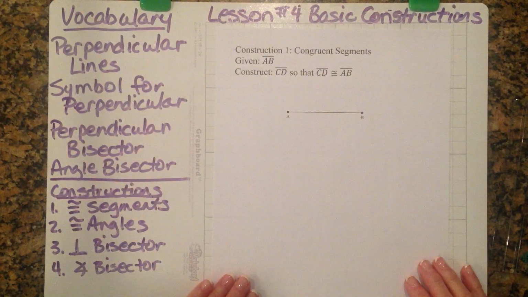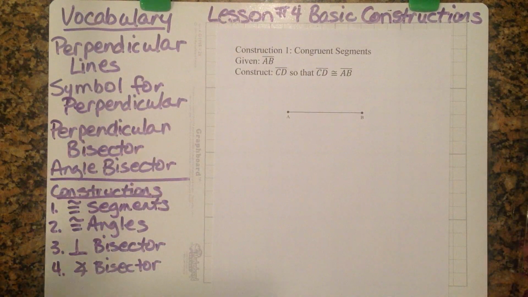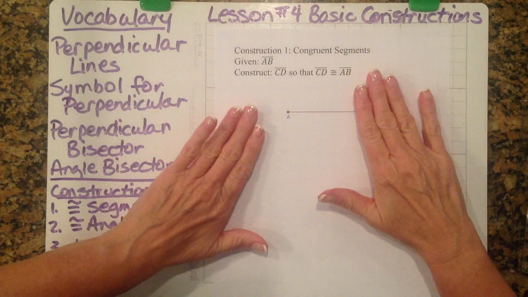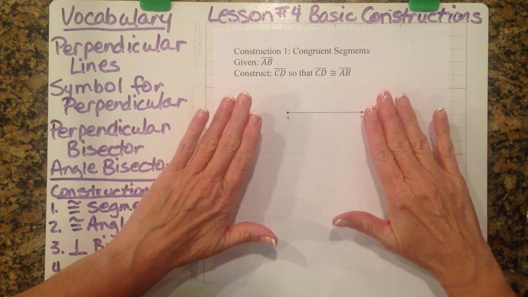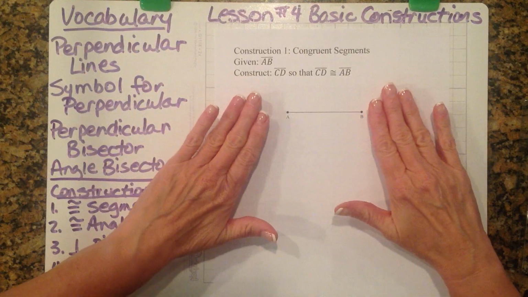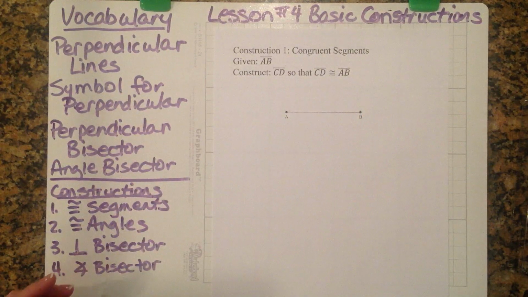Now, if you have me for your geometry teacher, all 4 of these constructions are done in your textbook. So you can have your textbook open and follow along also, and use that as a guide too. But the first one we're going to do is congruent segments.